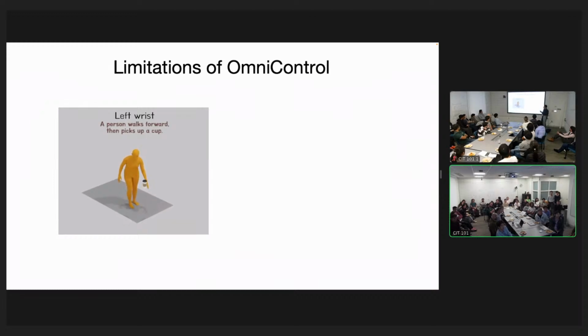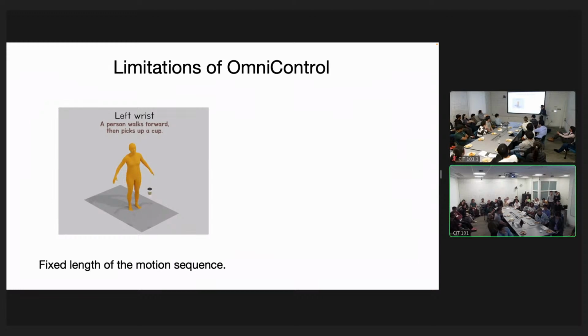Right, at the beginning of the generation, the motion is natural. The person naturally moves forward, right? But when the arm is close to the cup, the motion suddenly slows down, right? This is because of the formulation of the diffusion model.